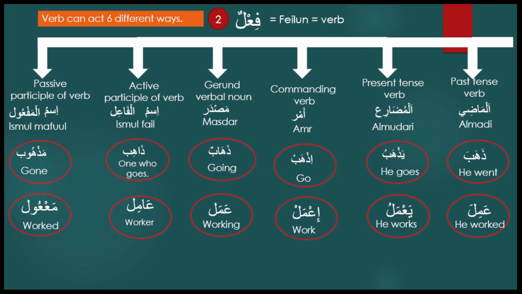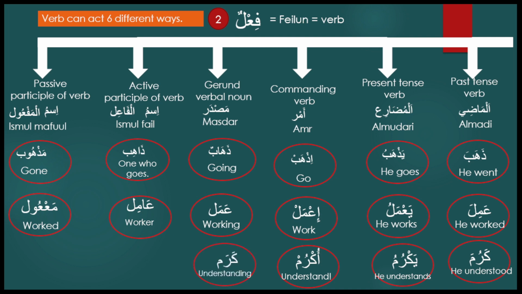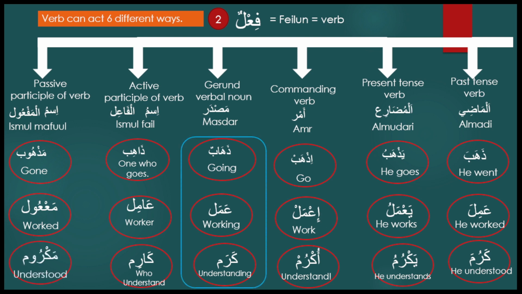Let's see another verb. Karuma means he understood. Present tense will be yakrumu, he understands. And the amr will be ukrum, understand. And masdar will be karam, understanding. And the active participle will be karim, who understands. And the passive participle will be makrum.